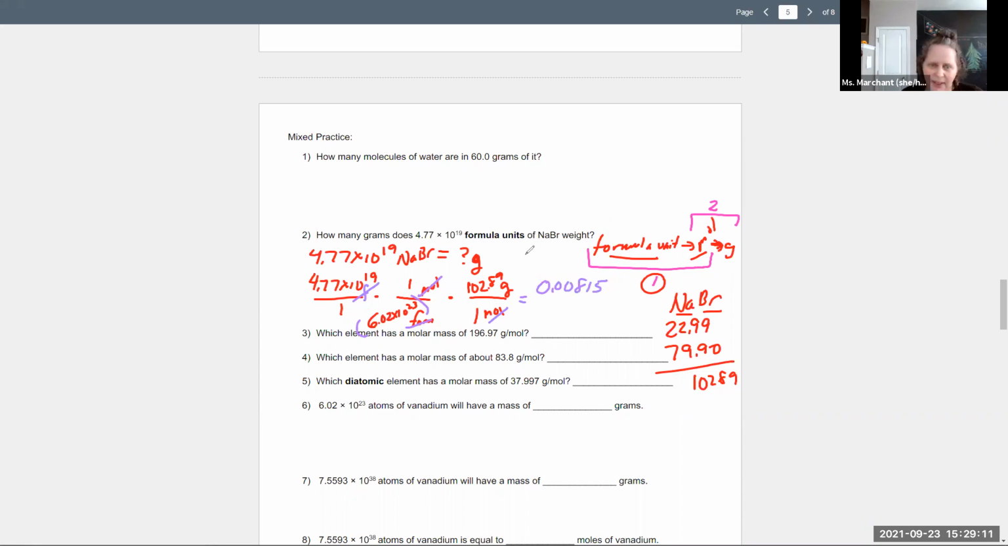0.00815 is my answer. And how many sig figs? 3 sig figs. And my answer, 3 sig figs, because remember, leading zeros are not important.